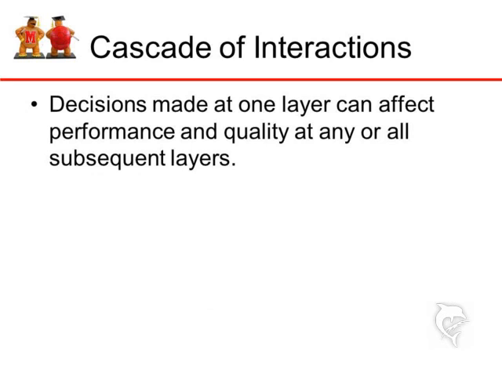So the cascade of interactions states that decisions made at one layer can affect performance and quality at any or all subsequent layers. This is a simple statement, but profound. What it means is that you can't just slap together a metadata schema and a search algorithm and assume that they're going to work together. Instead, the metadata schema needs to be designed with a forward eye to the search algorithm that's going to work with it. Or the user interface needs to take into account the searchable form of information by specifying that users should format a date a certain way if they want to narrow their results by date.